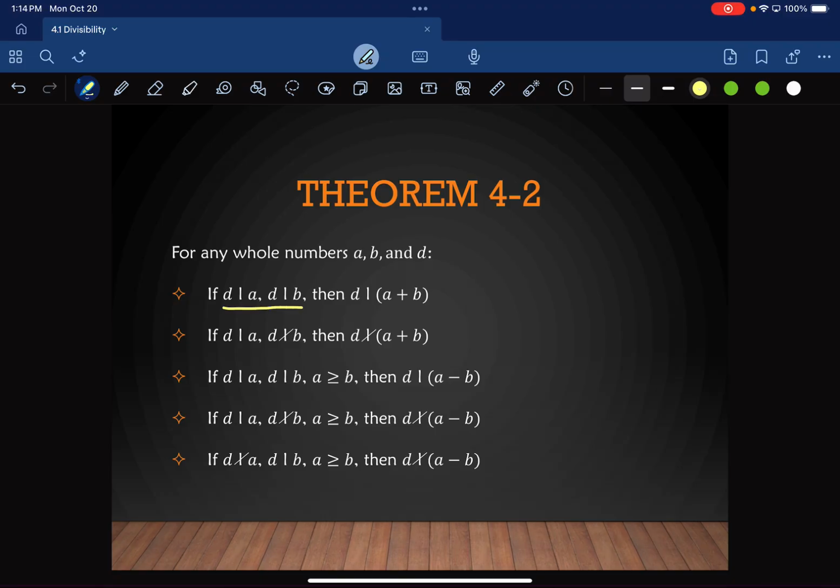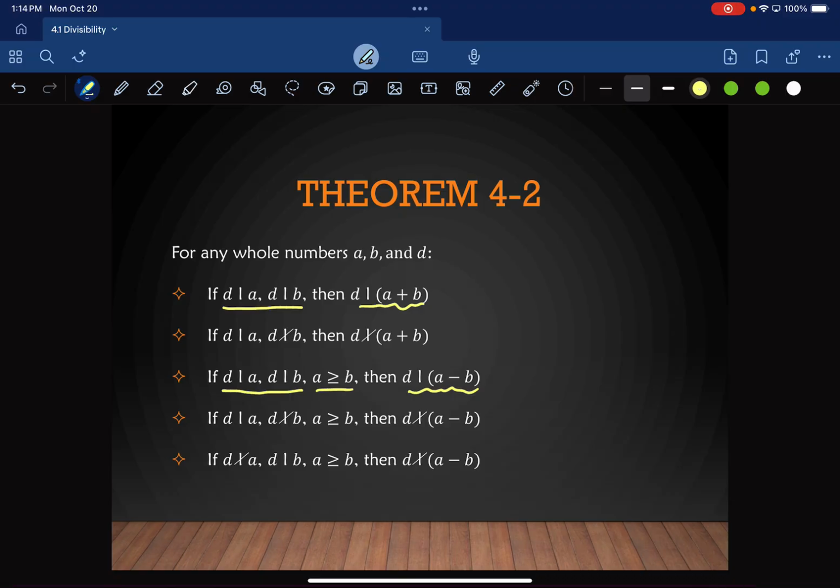The first one and the third one, they start out the same, right? Telling you there's some divisibility going on. And then there's a couple of differences. This one tells you that A has to be bigger than B. That doesn't really matter that much. But the difference is whether they're adding numbers together in the result over here or subtracting, right? That's the difference in those two.